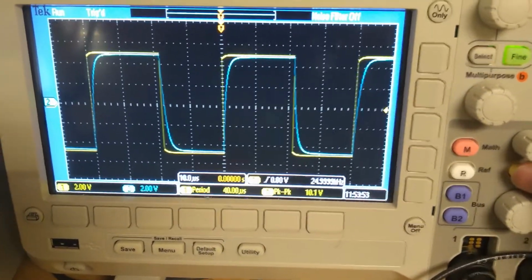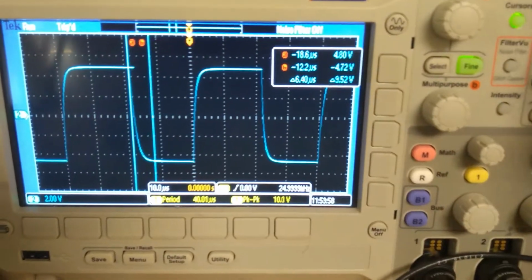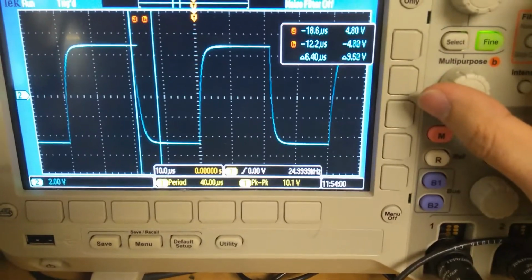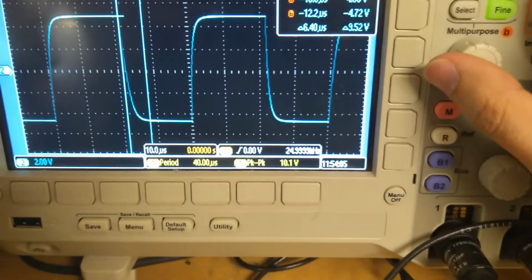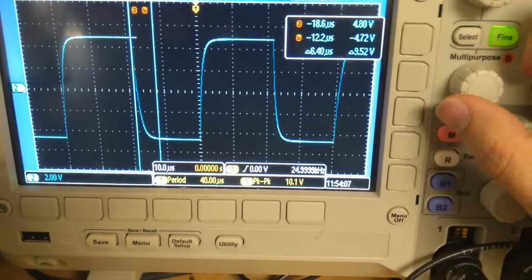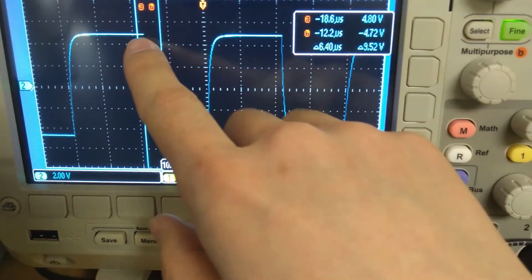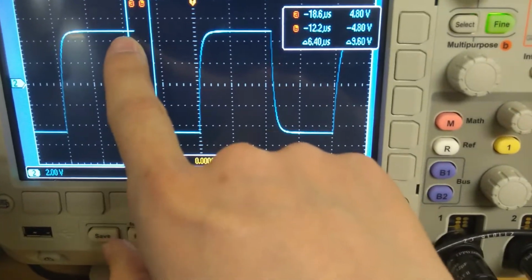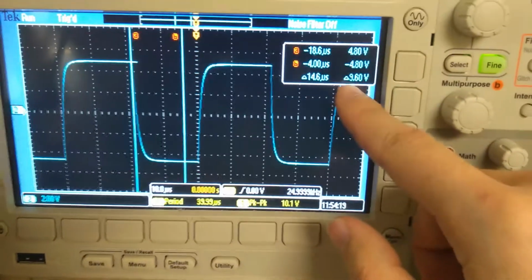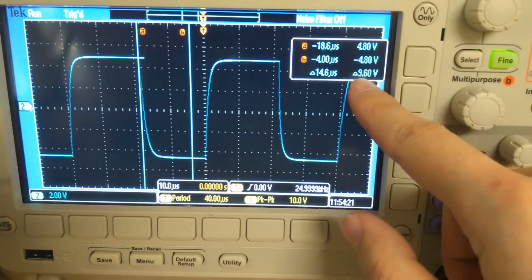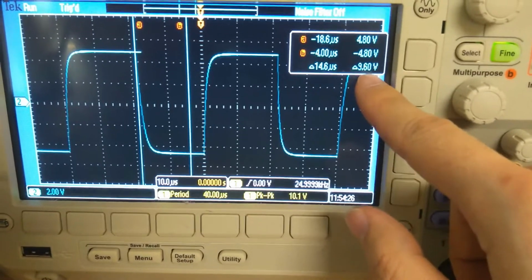Let's turn off the source voltage and using the cursor, let's measure the discharge first. For discharge, we put the first cursor at the starting point of the discharging process, and the second cursor almost at the end. So we can see the total discharge voltage is about 9.6 volts.